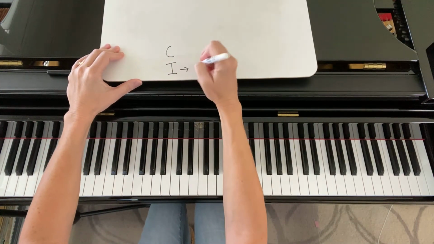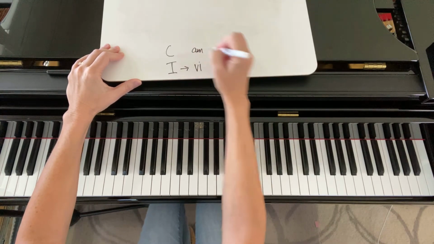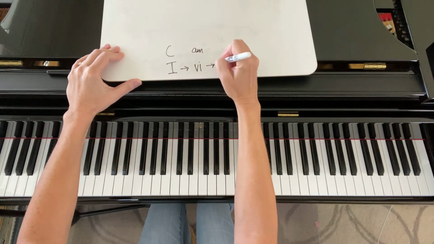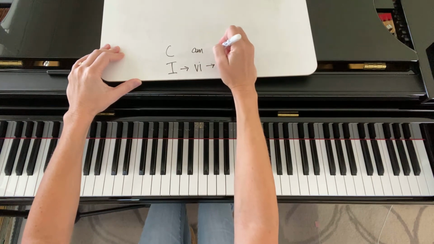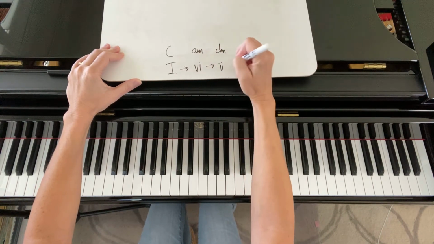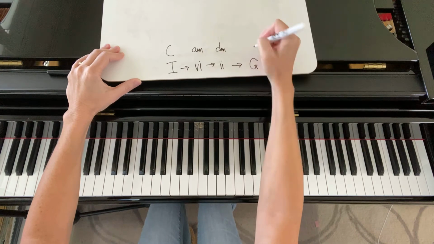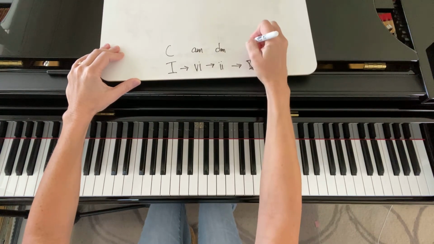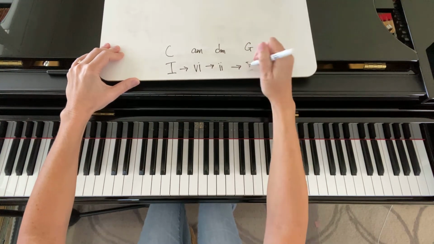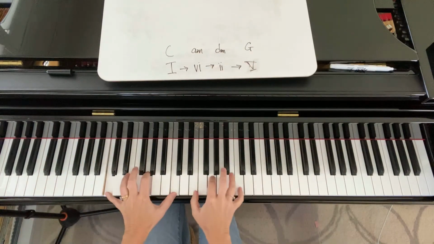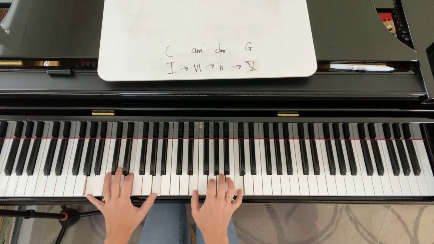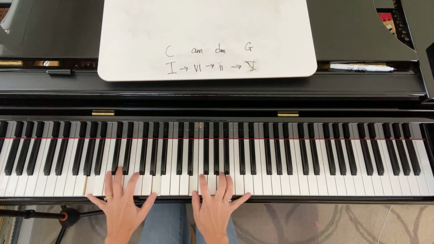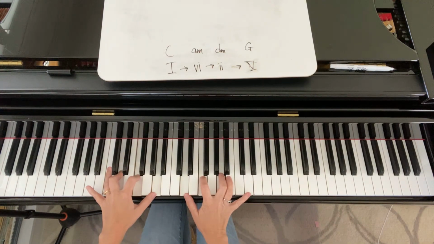So we could try going from the C chord to the 6th chord. Then we could throw a 2 chord in there. That would be the D minor. And then to 5, which would be G. So now we have C to A to D to G.